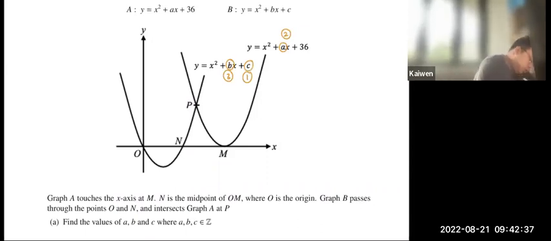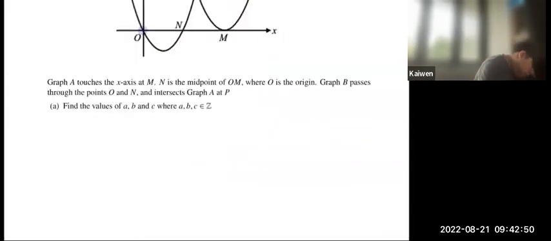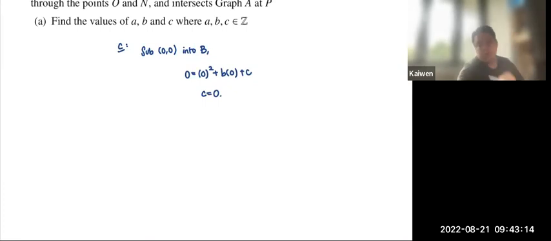And the thing that you're going to use is actually this point here, the point of origin. As we know that the curve passes through the origin, this means that x is equal to 0, y is also equal to 0. So let's solve for C first. We're going to search out for the coordinates of C. So we're going to sub in 0, 0 into B, and we're going to have 0 is equal to 0 squared plus B0 plus C, and C will be equal to 0. That should be the very first thing.